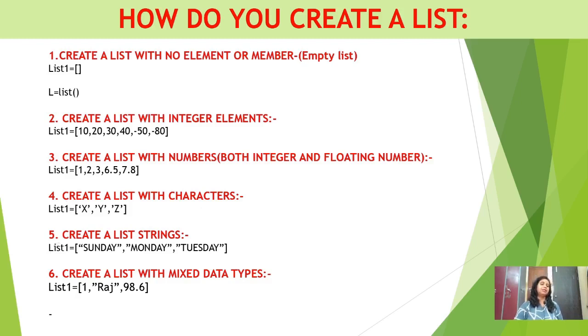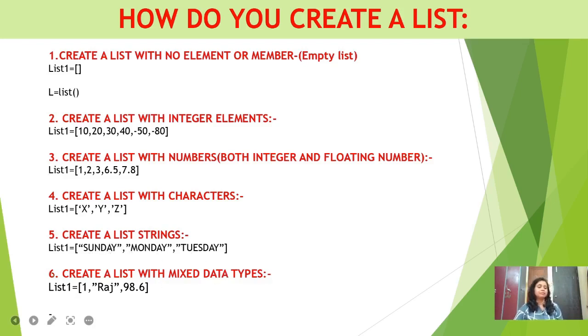The fifth way is to create a list of strings. Strings means text, a number of characters, that is list 1 equal to Sunday, Monday, Tuesday. More than one character is there in Python. One character is also known as a string, more than one character is also known as a string. Okay, so here these are the strings we have stored in the list 1 variable. So in this way we can create a list of strings, right?